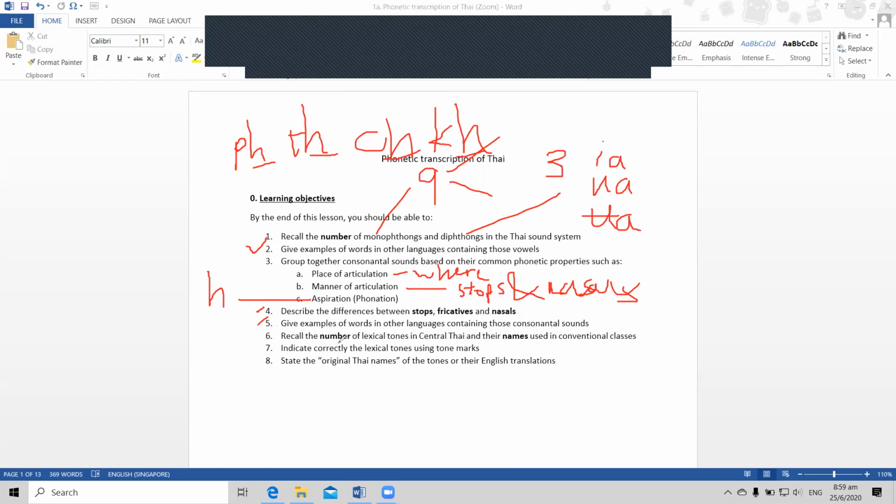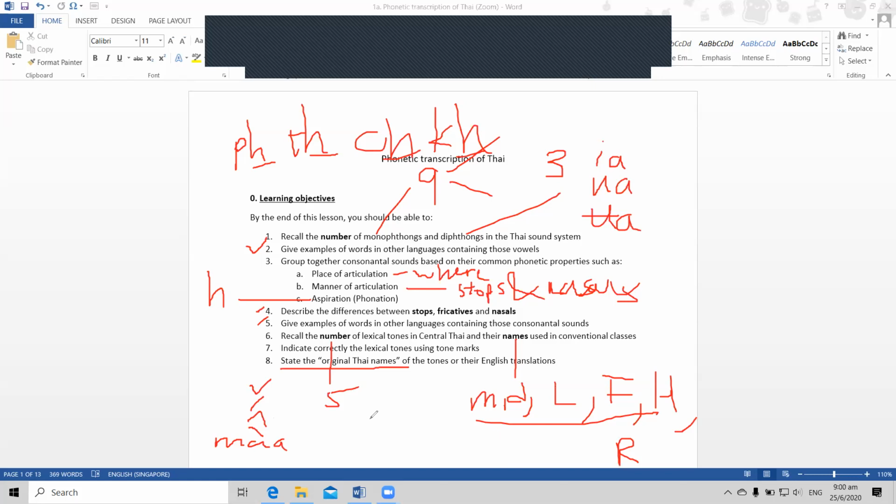So recall the number of lexical tones in Central Thai and the names used in the conventional classes. So the number of lexical tones is 5, and the names are mid, what else are? Mid, low, falling, high, and rising in this particular order, correct? Indicate correctly the lexical tones using tone marks. So for the mid tone, like for example, ma, correct? For the mid tone, we don't use any marks. For the low tone, we use this mark, right? For the falling tone, we use this one. For the high, we use this one. And for the rising, we use this one.